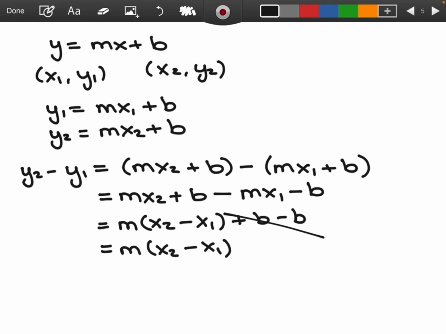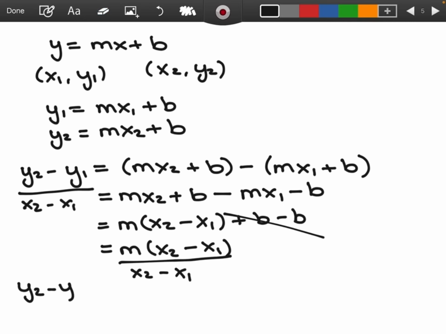To find m, I can divide through by x2 minus x1 on both sides. So if I divide my left-hand side by x2 minus x1, and I divide my right-hand side by x2 minus x1, on my left-hand side, I would have y2 minus y1 over x2 minus x1. And on my right-hand side, I would just have m because x2 minus x1 would cancel on both the numerator and the denominator. That tells me that my slope is equal to y2 minus y1 over x2 minus x1. Okay? So that's how this formula can arise.